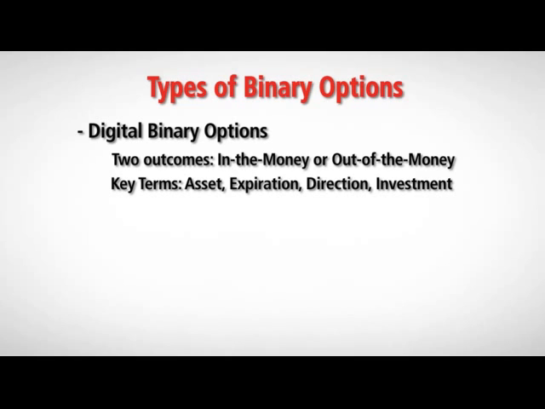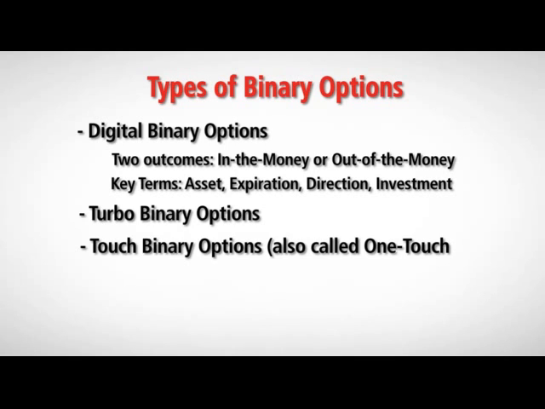Now, we've touched briefly on the fact that there are some other types of binary options, and today we're going to talk in detail about these other types. And these are turbo binary options, sometimes called 60-second binary options, touch binary options, which are sometimes called one-touch binary options, and ladder binary options.